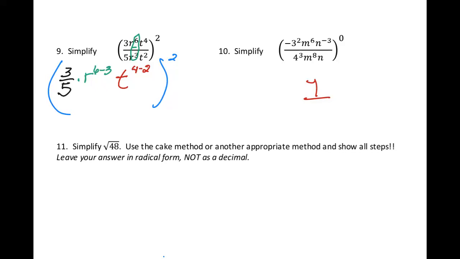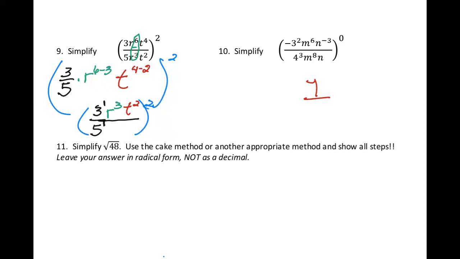This is one way to do it. So this would be 3/5. R to the 6 minus 3 is r to the third. T to the 4 minus 2 is t squared. I'm just going to extend this. And then we have to square everything on the inside. If it does not have an exponent, put a 1 on it.